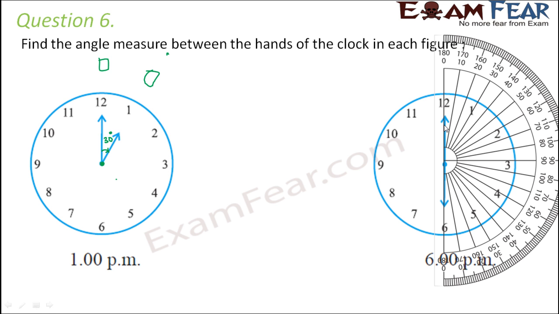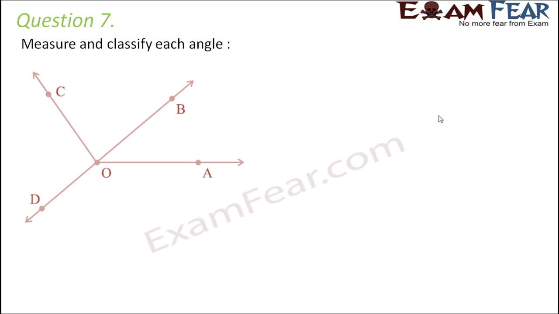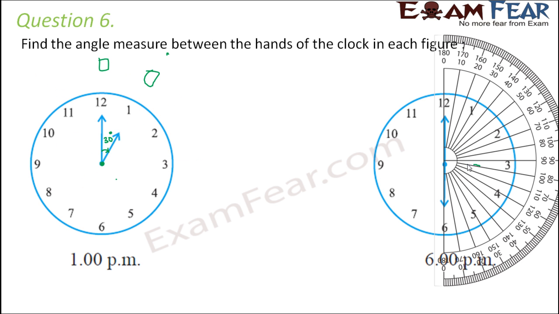Let's move on to the next one. Here we see this is a straight line. So that means a straight angle. If you look at it, you see both the arms of the angle are coinciding with the straight edge of the protractor, which very clearly tells us that this angle is nothing but 180 degrees.